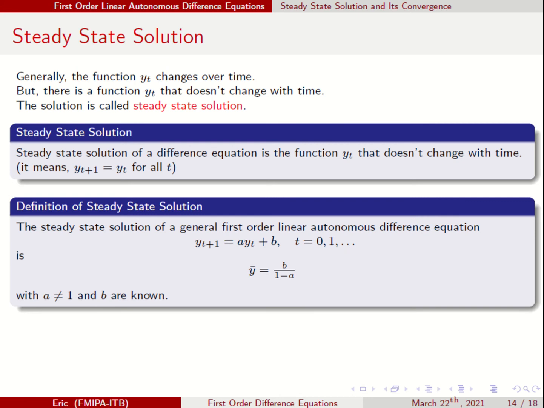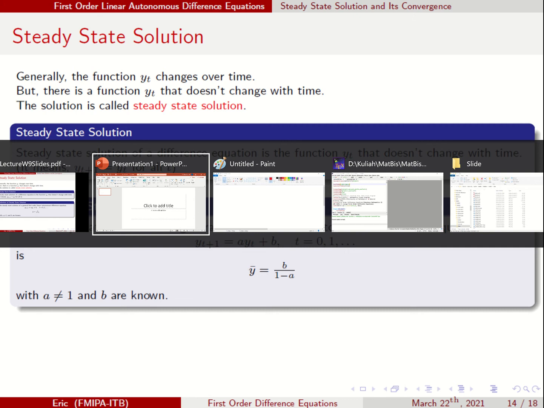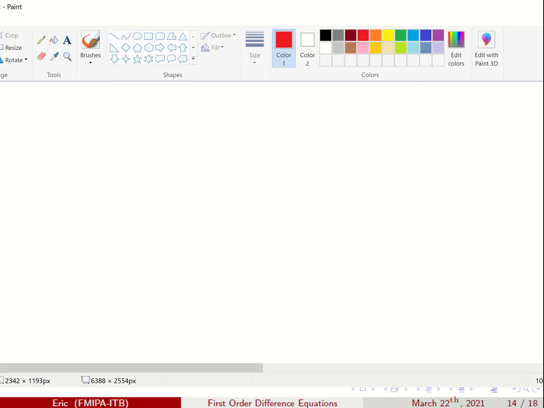And for the general first order linear autonomous difference equation, with a not equal to 1, the steady state solution is given by this. How do you know this? Let's see. You have yt+1 equals a yt plus b, with a not equal to 1. So maybe the first one, the simple one.